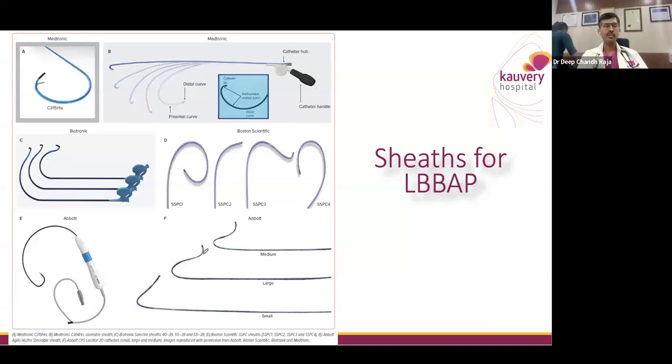Now we have an array of sheaths which can aid us in getting past the interventricular septum. It could be the Medtronic C315, which is used to take the lumenless lead. They also have a sheath which is capable of flexion. Then Biotronik has come up with sheaths called the Selectra 3D sheaths. Boston Scientific has its own set of sheaths. And Abbott has two sets of sheaths. One is the Agilis HisPro, which has a flexible handle, and one more commonly used, the medium and the large curves, or fixed curve sheaths. So most of the companies have come with fixed curve sheaths. Medtronic and Abbott have flexion on the curves, which is the Agilis HisPro.